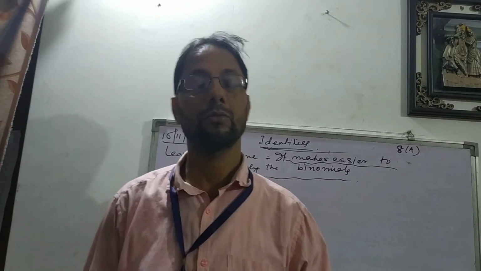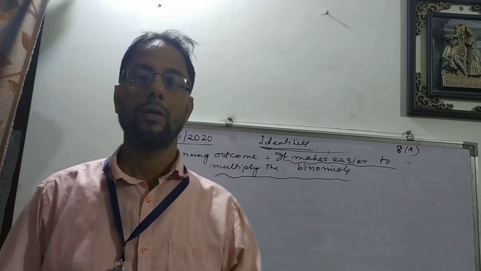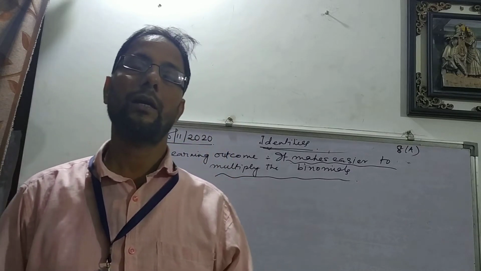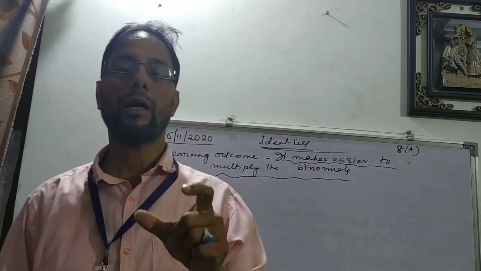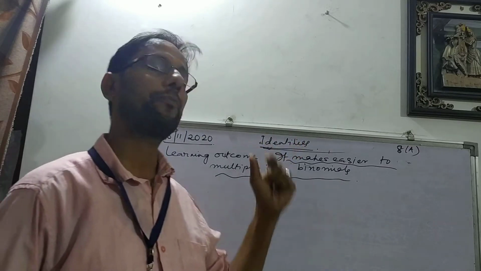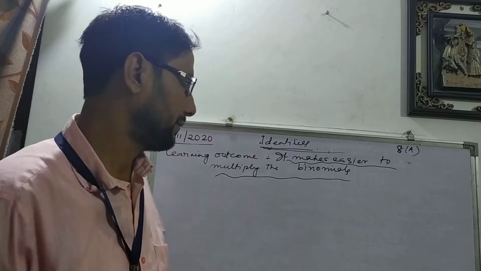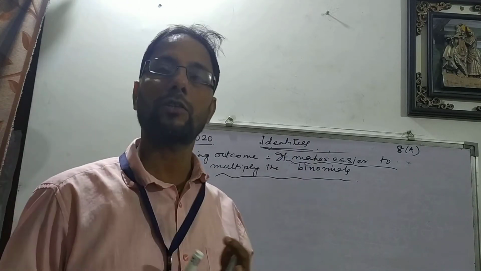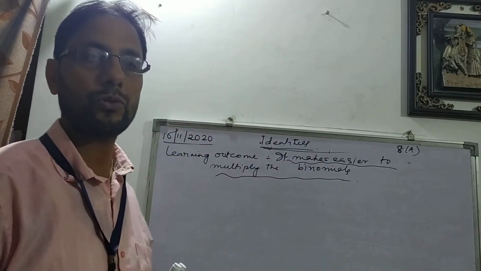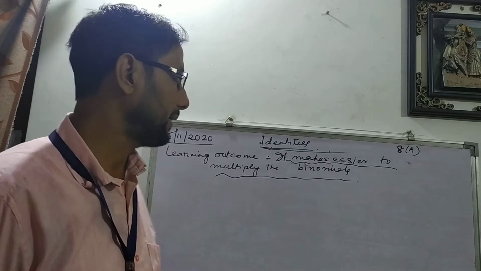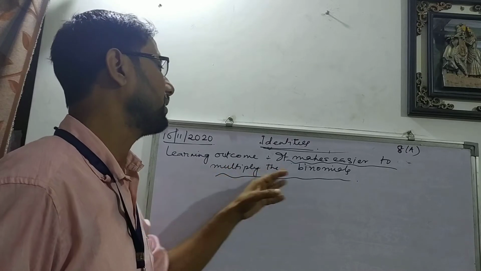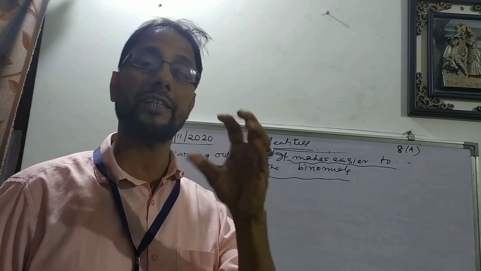Hello students, once again I am here with the same chapter, algebraic expressions. Today from that chapter we will be doing the identities part. What are identities? We will learn about identities. So students, what is the learning outcome? After learning the identities, what will we do with them? Actually, when we learn the identities, it becomes easier to multiply binomials of a certain kind.